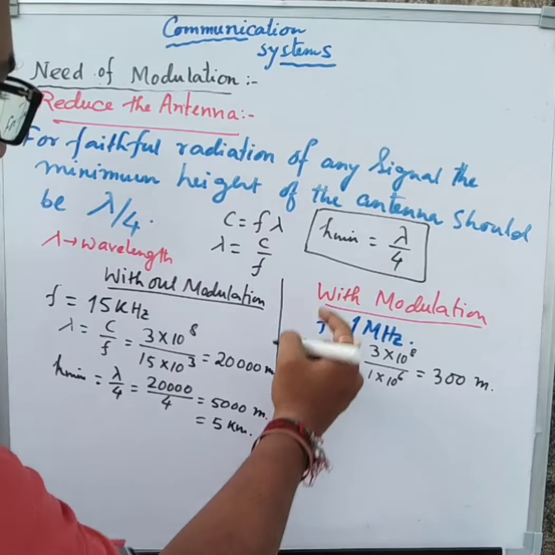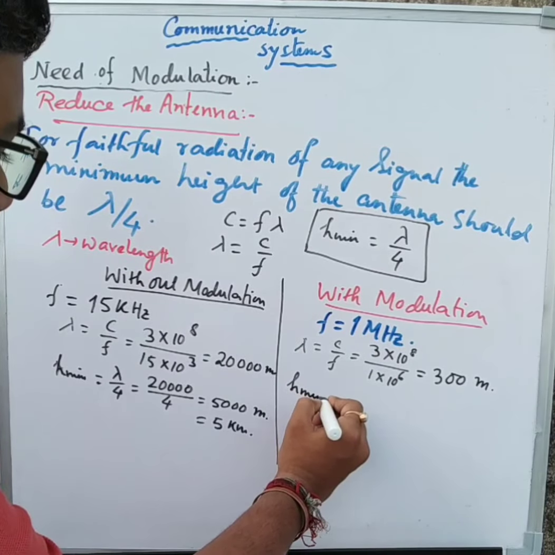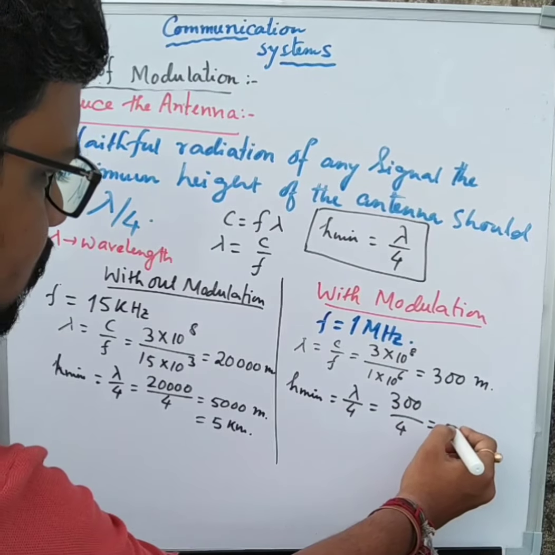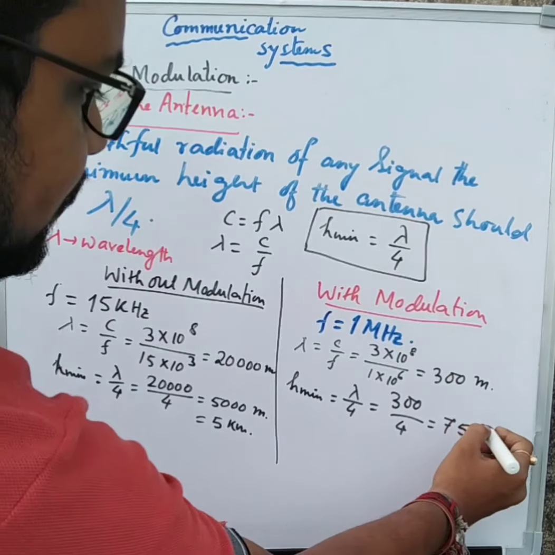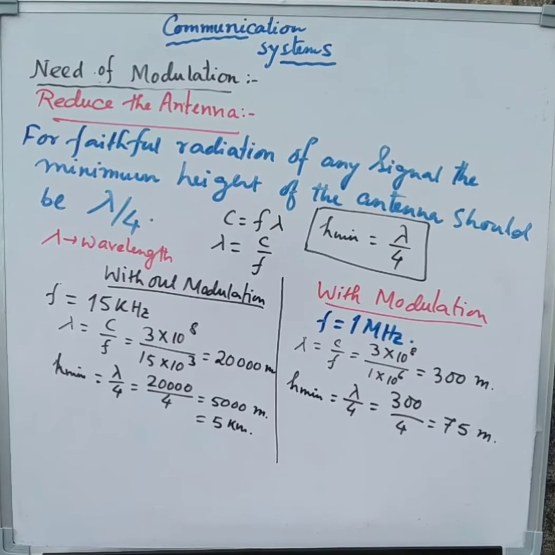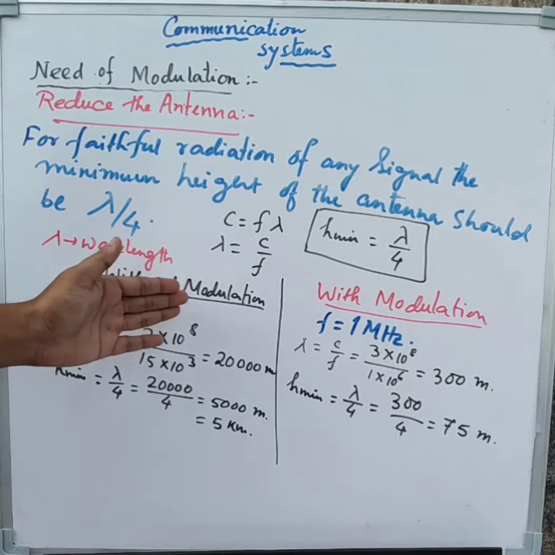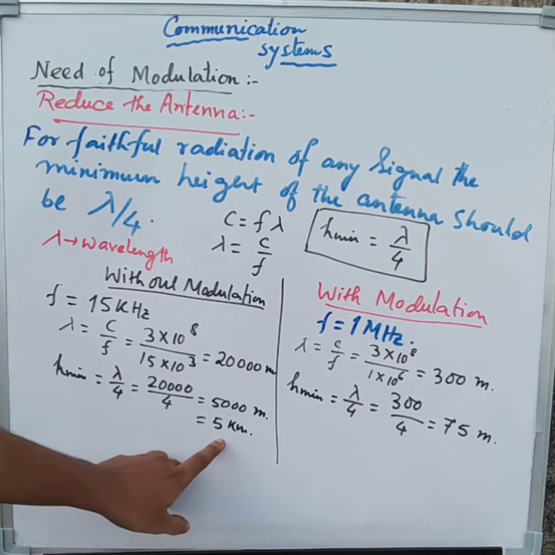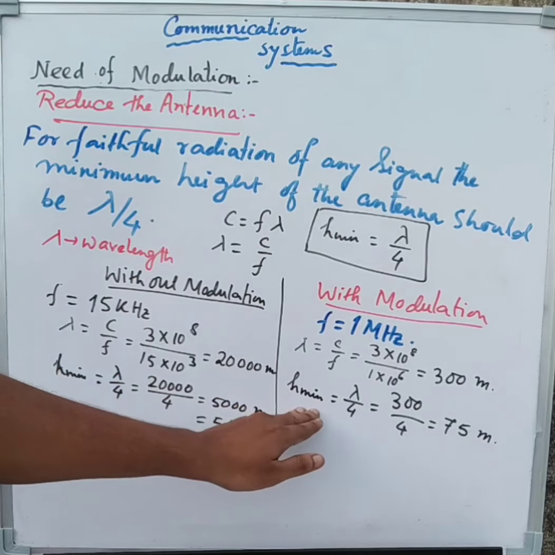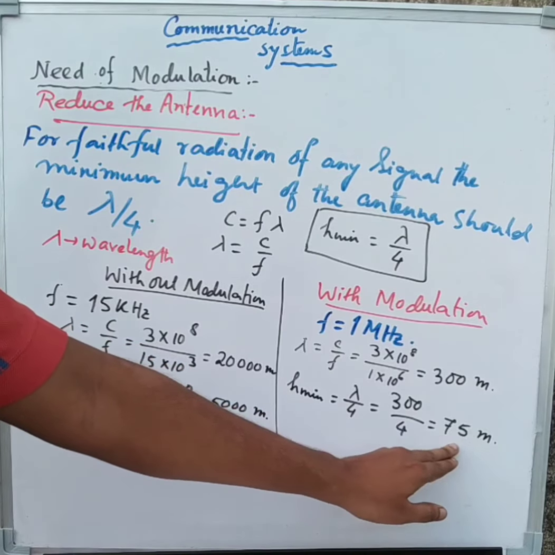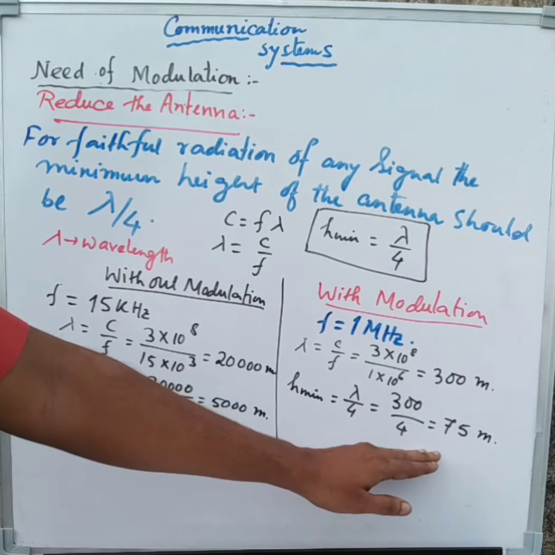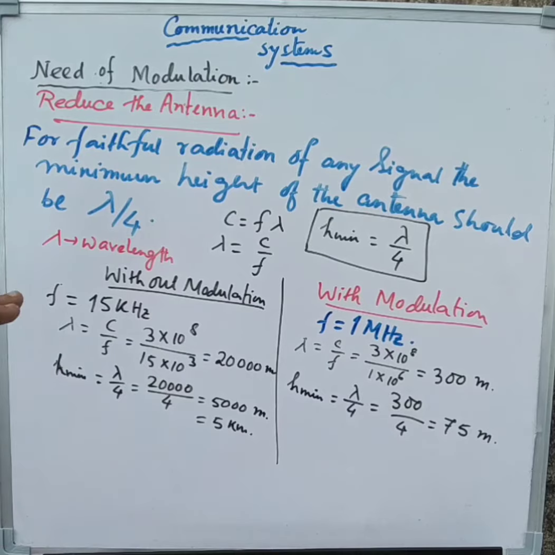Now what is the minimum height formula? Lambda by 4. So H minimum is nothing but lambda by 4, that means 300 divided by 4, which is nearly equal to 75 meter. Is it possible to construct an antenna having 75 meter height? Yes, it is possible, right? Without modulation, if you want to transmit any message signal, the antenna height required is 5 kilometer, but with modulation, the frequency automatically increases with the help of the carrier signal. That means the minimum height will be 75 meter. So a 5 kilometer antenna is practically not possible, but a 75 meter antenna is practically possible, right?